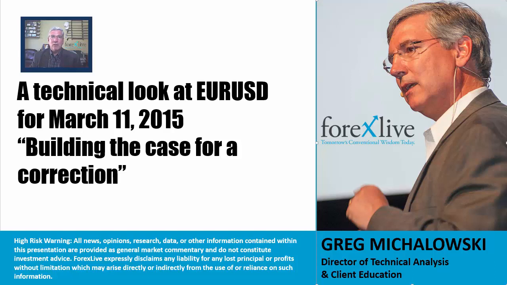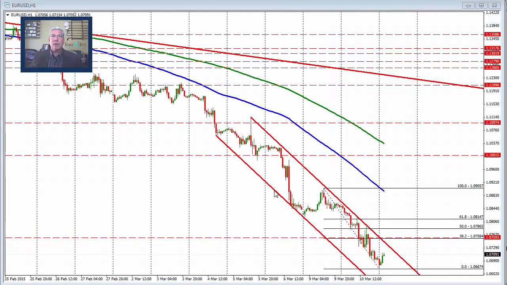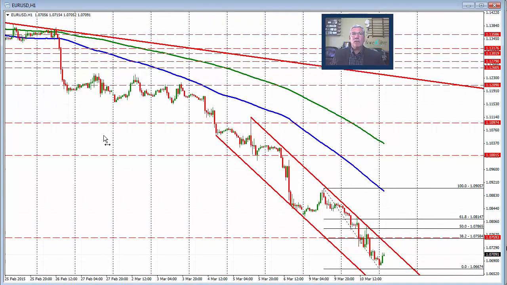I'm going to take a look at the euro versus US dollar. I'm going to build a case for a correction, believe it or not. Let's take a look at it. Let's start off by taking a look at the hourly chart. And what do we know from the hourly chart?